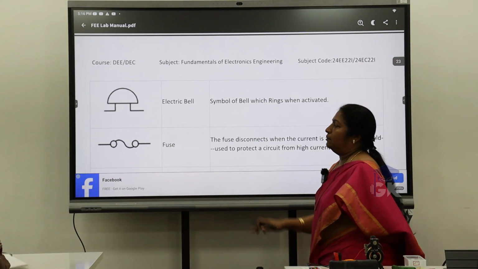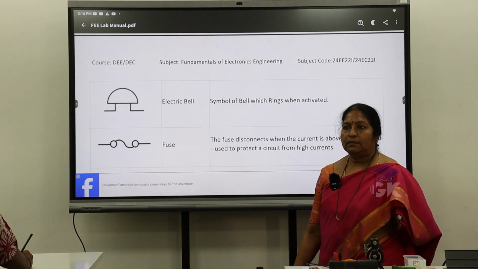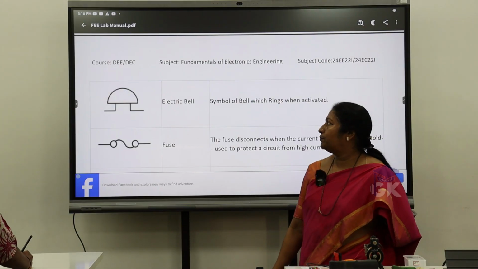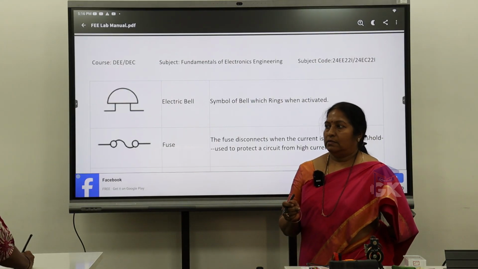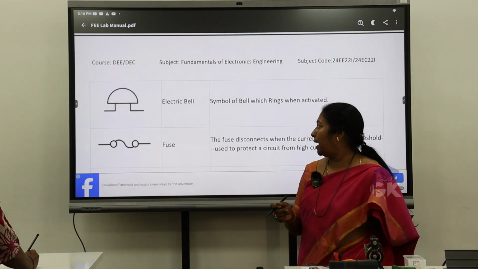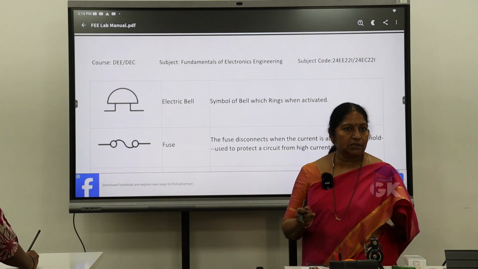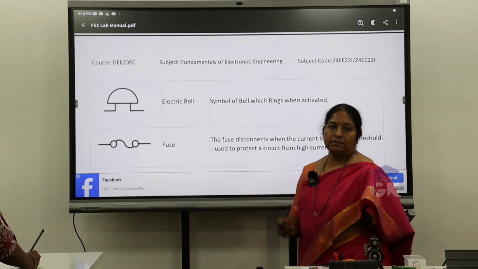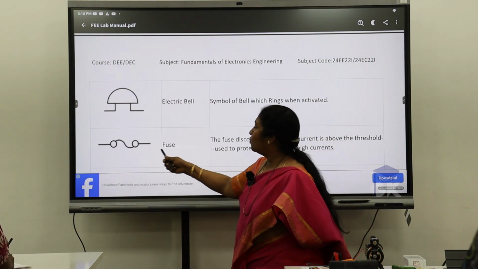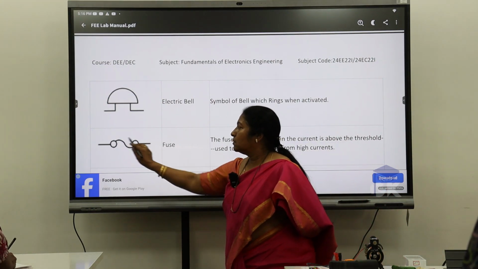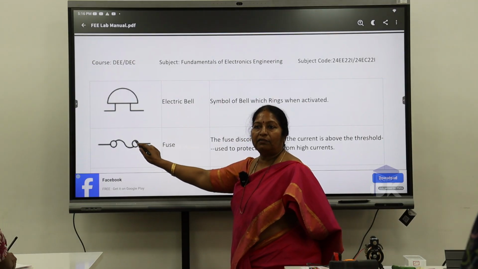This is for the bell. Electric bell. We just show it with a curve with a flat and with two terminals. Fuse. Look into this. Fuse, we have two terminals. In between it has been connected with a wire.